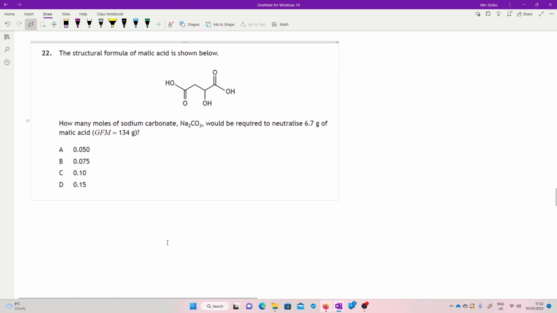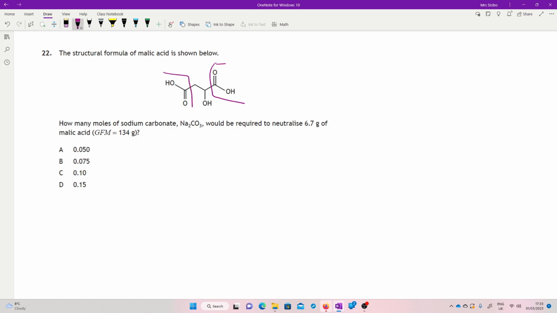Okay, question 22. Structural formula of malic acid shown below. How many moles of sodium carbonate would be required to neutralise 6.7 grams of malic acid? The formula mass of malic acid has been given for you at 134. Okay, so we are looking for neutralisation of this acid. We have got an acid group here and we've got an acid group here. This is an alcohol and it's got nothing to do with it.